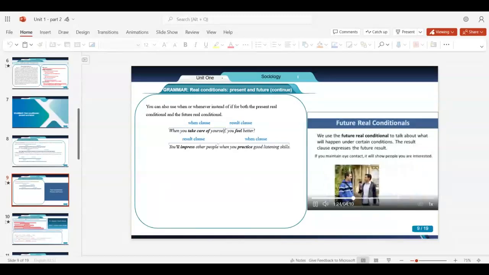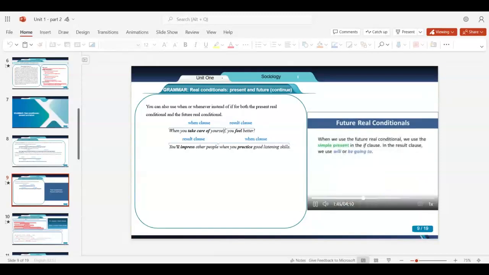We use the future real conditional to talk about what will happen under certain conditions. The result clause expresses a future result. If you maintain eye contact, it will show people you are interested. The result clause explains the future result. When we use the future real conditional, we use the simple present in the if clause. In the result clause, we use will or be going to. If anyone calls, I will take a message. If I get the job, I'm going to be happy.